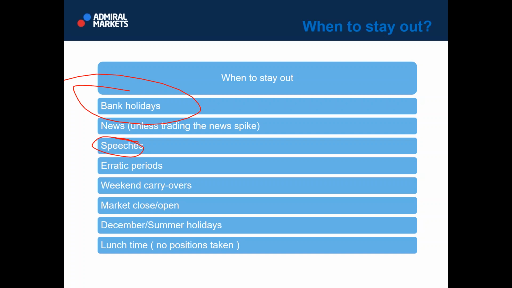Also, during erratic periods, guys, you don't want to trade during erratic periods. Okay, there will be times where a currency is moving differently from normal. Perhaps it's spiking and you don't know why. Okay, if that happens, usually it's because there is some unscheduled news that has been released or leaked.